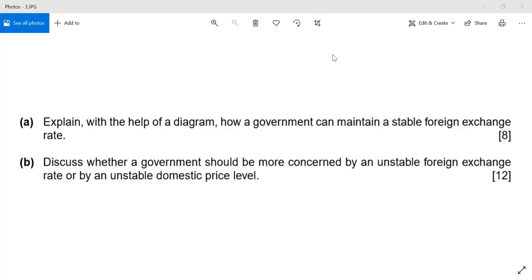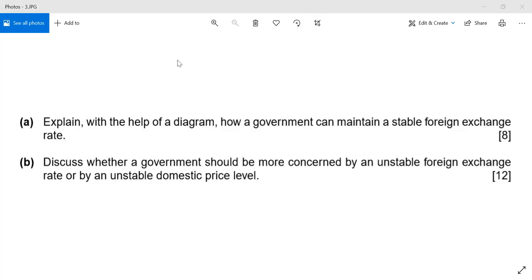Okay. So read the question carefully and then move to answering it. Explain with the help of a diagram how a government can maintain a stable foreign exchange rate. Okay, now let's get started.